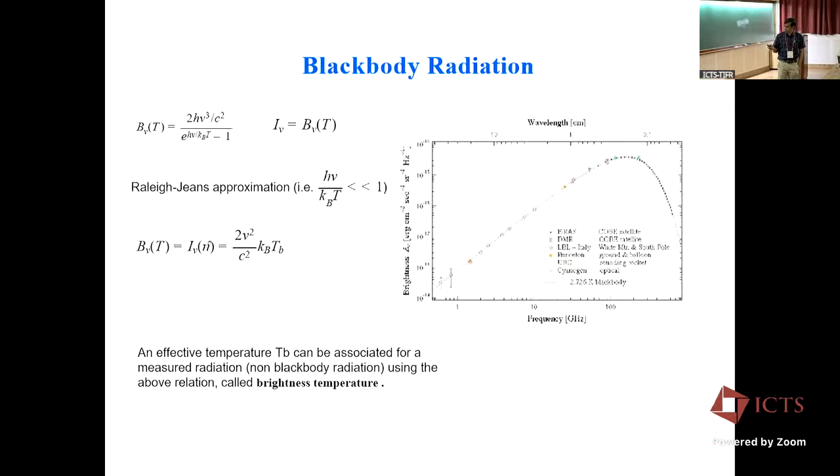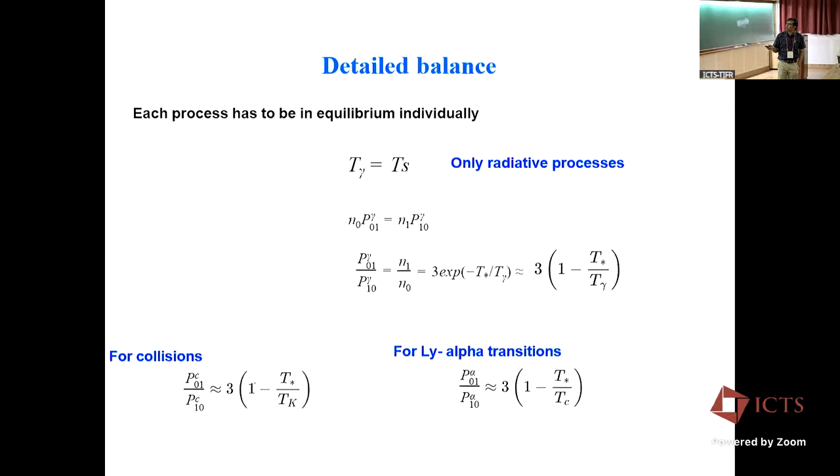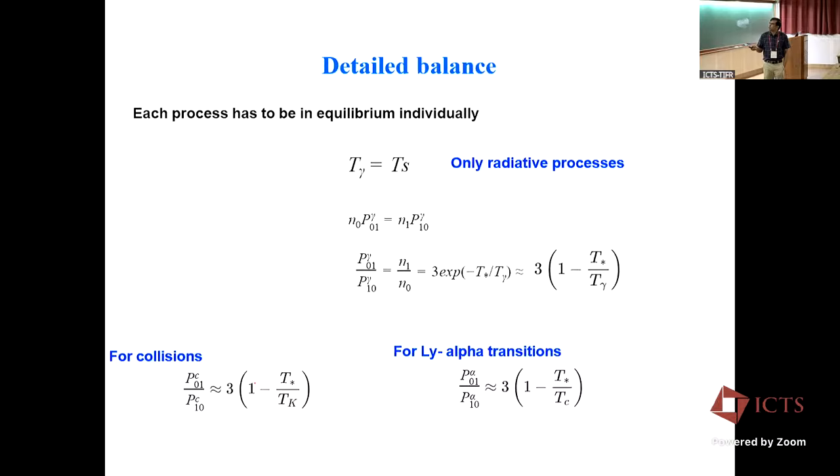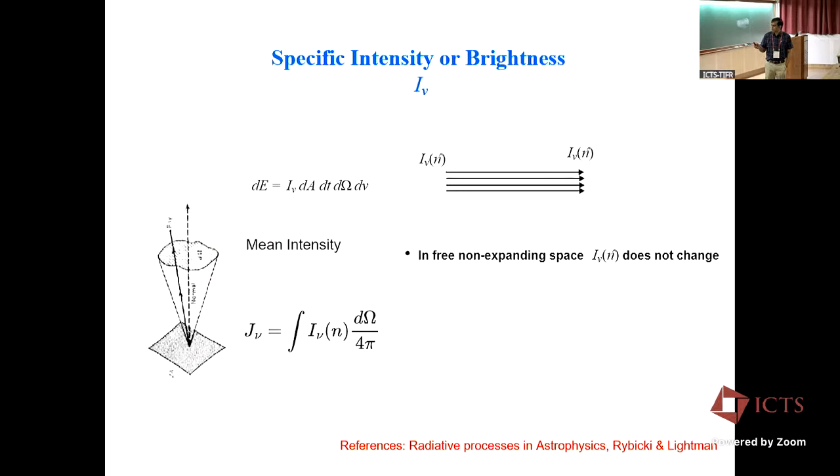If I go back to this plot, you have the CMBR, cosmic microwave background radiation, and it is passing through the intergalactic medium, which is mostly made of neutral hydrogen and helium, right? Now, before I try to solve the radiative transfer equation in this context, let me introduce some basic quantities regarding it.